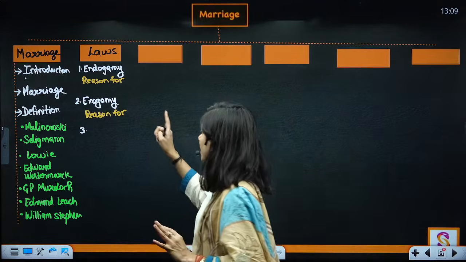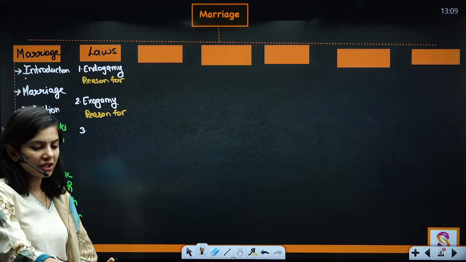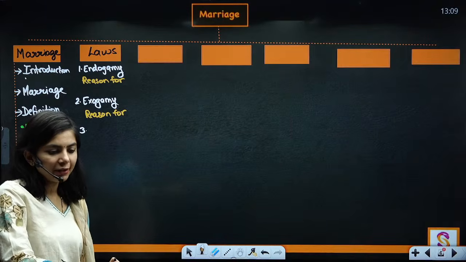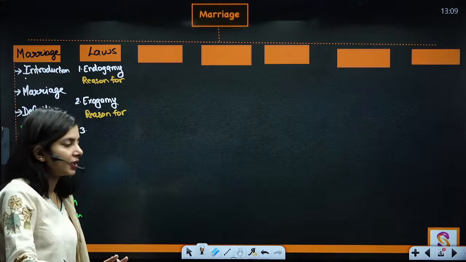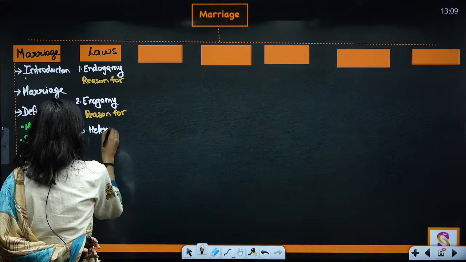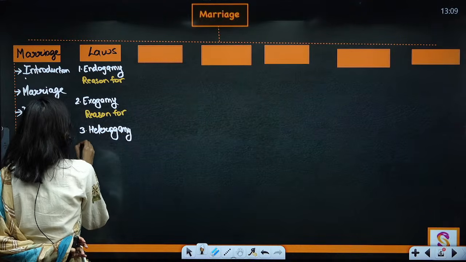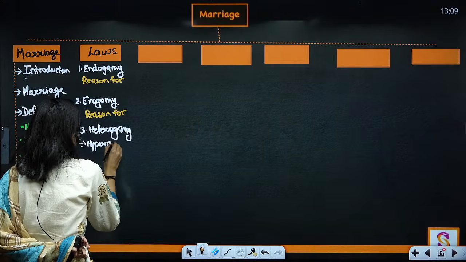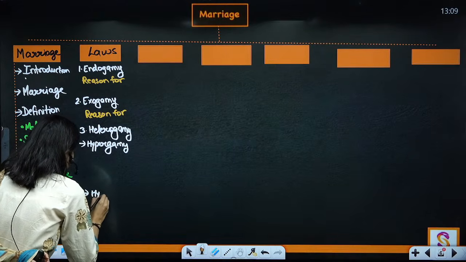Okay. Now the next part: you would be mentioning some types of heterogamy. So in heterogamy, we are going to have hypergamy and hypogamy. So heterogamy, where we are going to mention hypergamy and we are going to mention hypogamy.